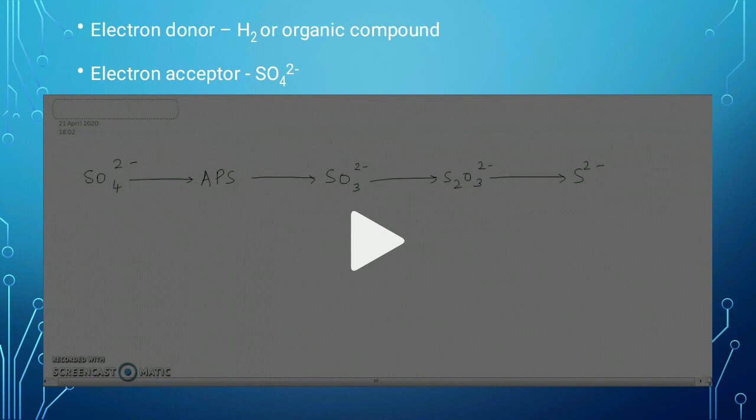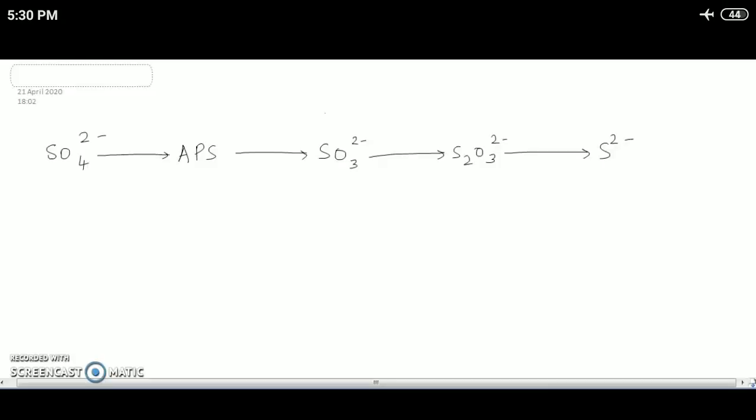Now, this entire flow wherein the sulfate is taking up the electrons donated by either hydrogen or an organic compound is what is going to be shown here. So sulfate has to finally get reduced to sulfide. I already told you. So in this process, we have several intermediate stages. The first step is where the sulfate gets reduced to form APS. And the enzyme involved over here is ATP sulfurylase.